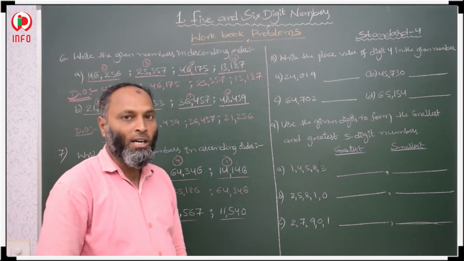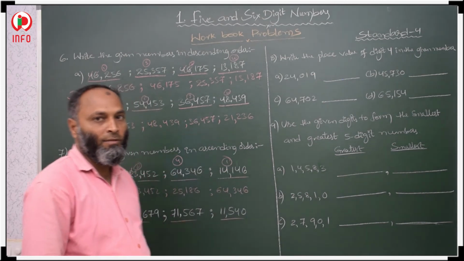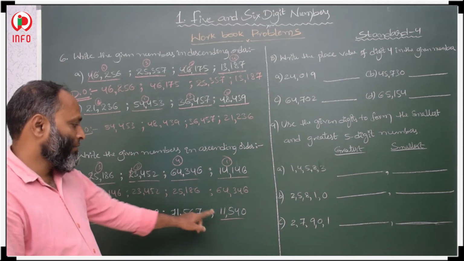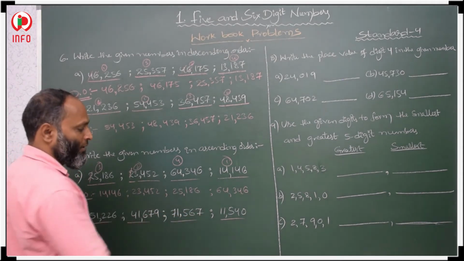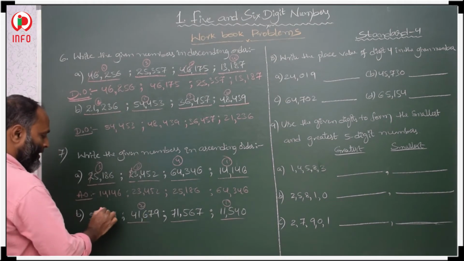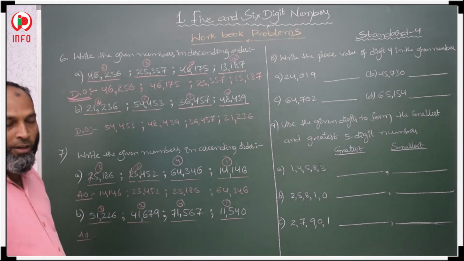Then we start the comparison from the 10,000 place to the ones place. In the 10,000 place we have 5, 4, 7, 1. 1 is the least. After that 4, then after that 5, then after that 7. In this order we have to arrange.